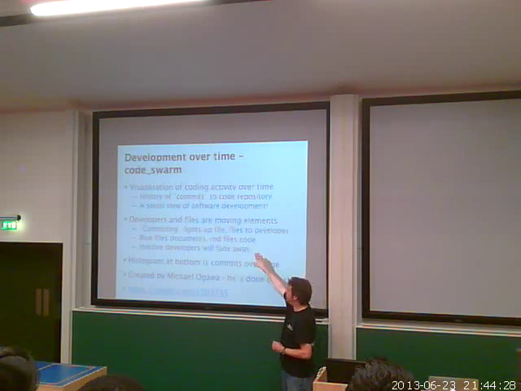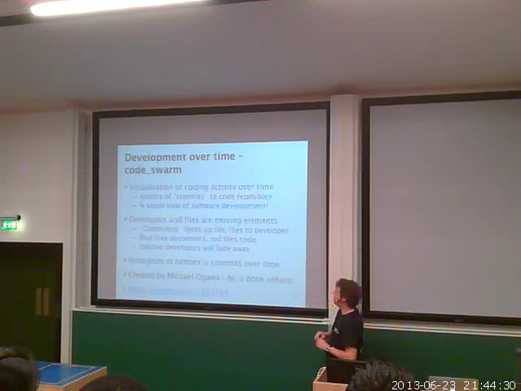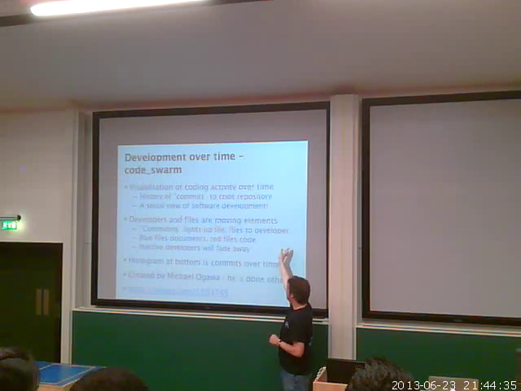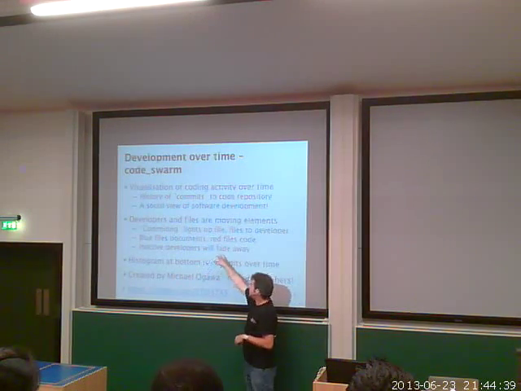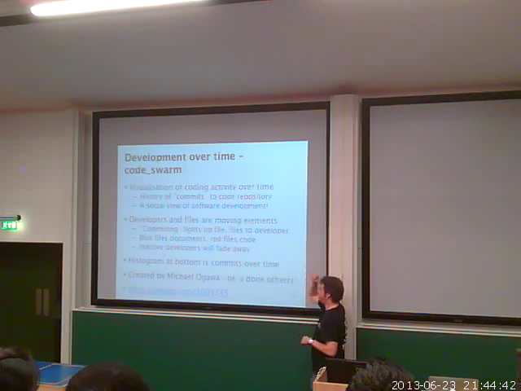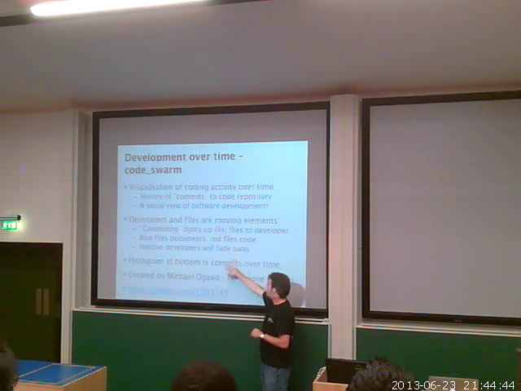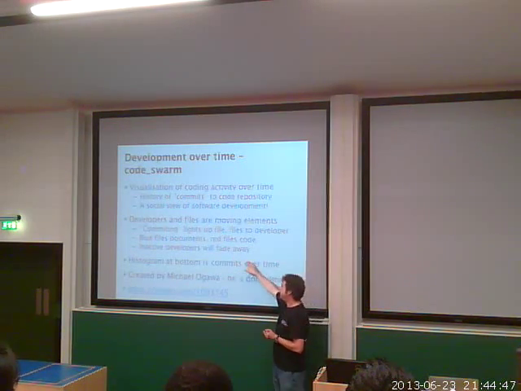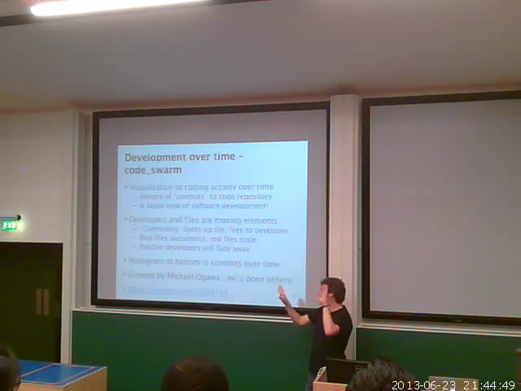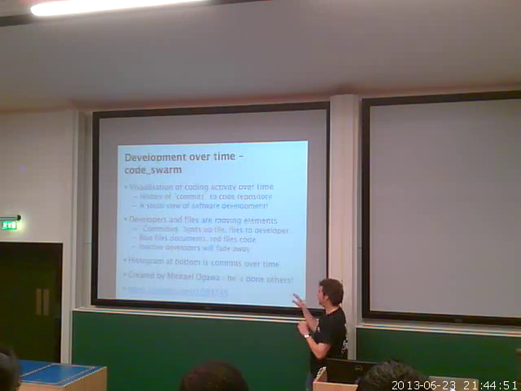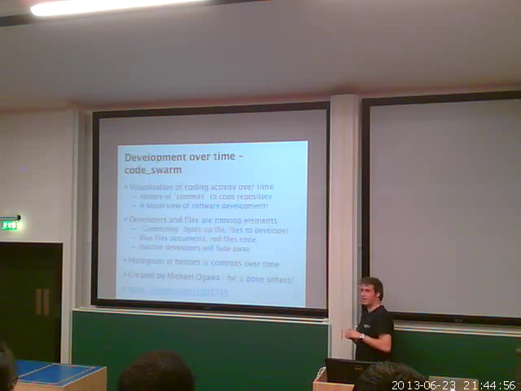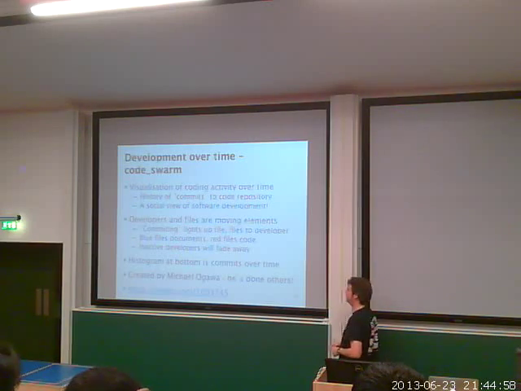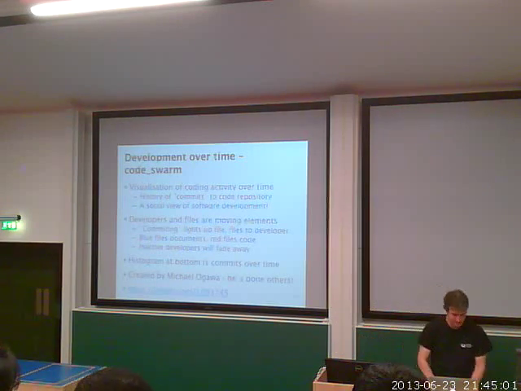As we see the video later, you'll see that developers and files are moving elements, and when they commit a file, it lights up and flies to the developer's name. It also shows you documents that are committed to a repository in blue, and red files represent code. Over time, inactive developers in this video will fade away. You'll understand it hopefully when we start it. And the histogram at the bottom is the commits over time, so it gives you an idea of the overall activity. So let's have a look at that.